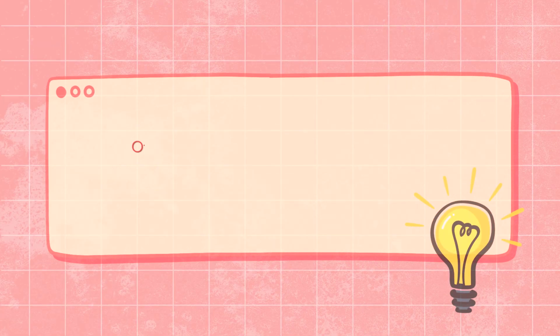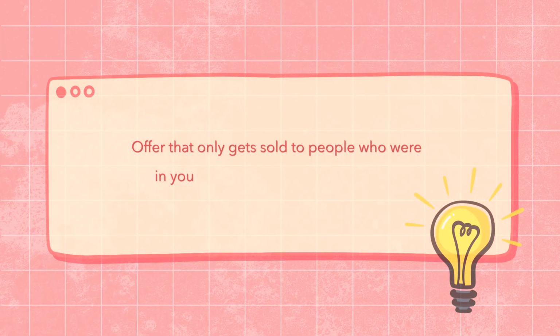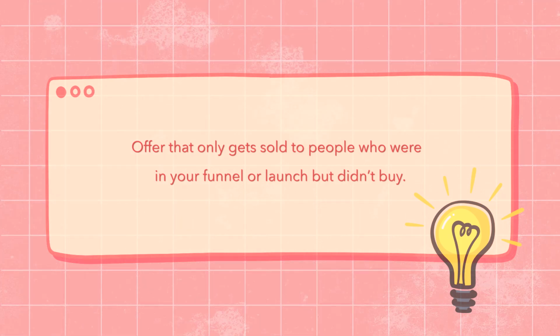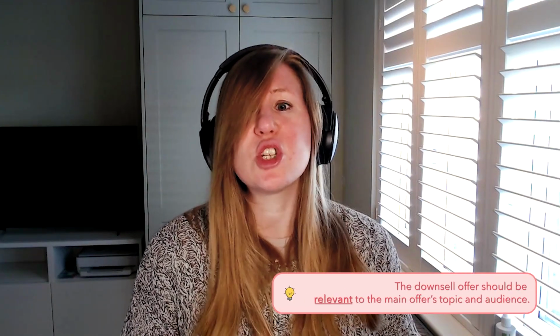A downsell is an offer that only gets sold to people who were in your funnel or launch but didn't buy. It's a series of strategic emails that sell an offer at a lower price point. It could be something that's more entry level that'll get them ready for your main offer, or it could be something with less support that's a more DIY version of your main offer. Whatever you choose, keep it relevant to your main offer's topic and audience so that it converts well. Again, it's easy to set up and could add a few figures to your bottom line with no extra effort.